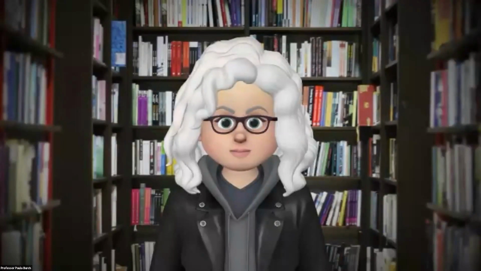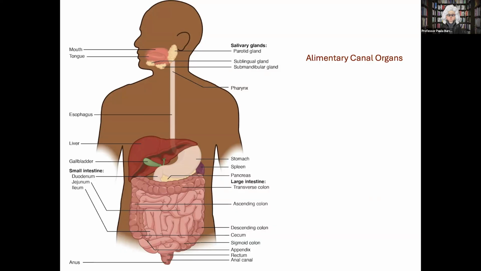We're going to cover the digestive system in this video, beginning with some illustrations. The digestive system consists of organs that make up the alimentary canal. The alimentary canal is a tube where food and waste products travel. It begins at the mouth, continues into the pharynx. The esophagus carries the food to the stomach.